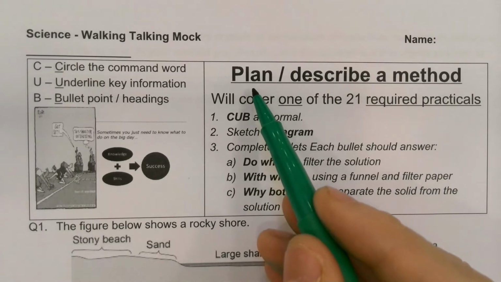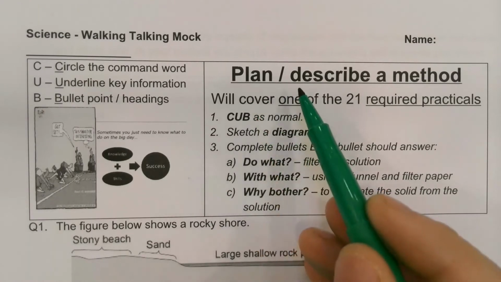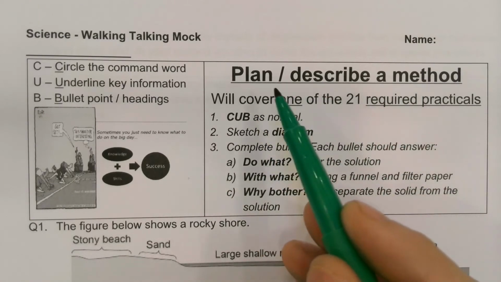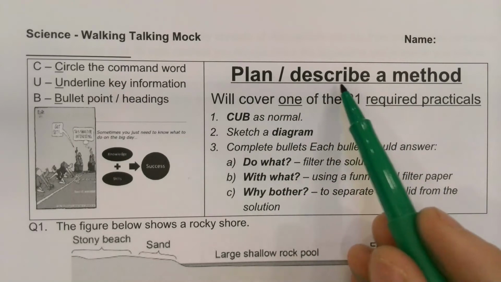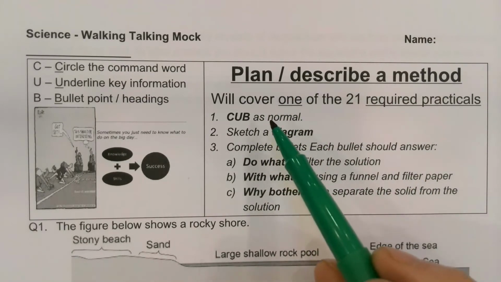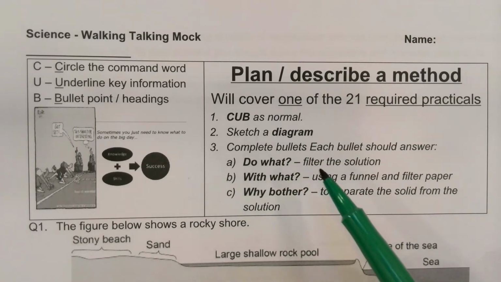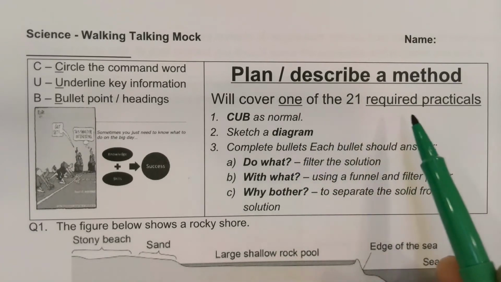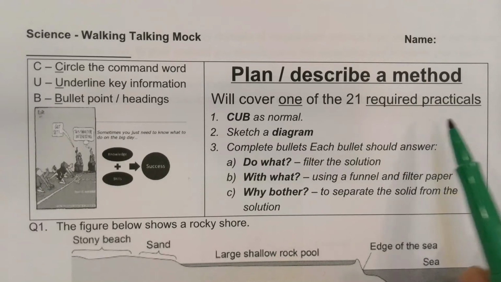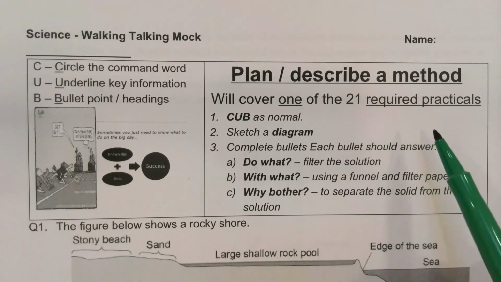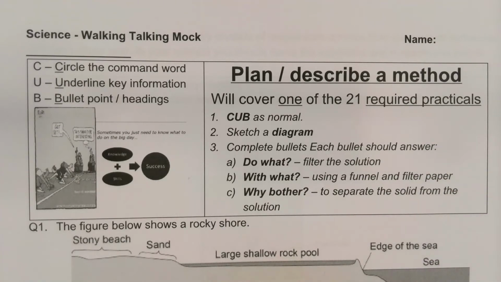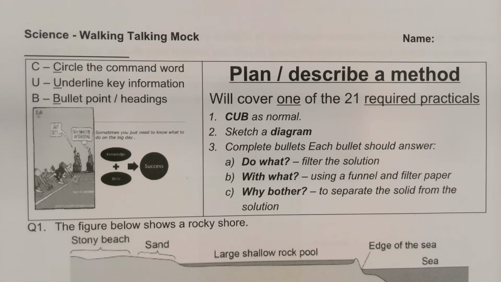So we're looking here at plan questions or describe a method, which really is the same as plan, but they can ask it in those two different ways. Two different command words or command terms, both really meaning the same thing. And they're likely to do it with one of the 21 required practicals. So you need to make sure that you've got an idea about what those practicals are, and roughly how you would do them. So imagine, could you describe how to do them to somebody?